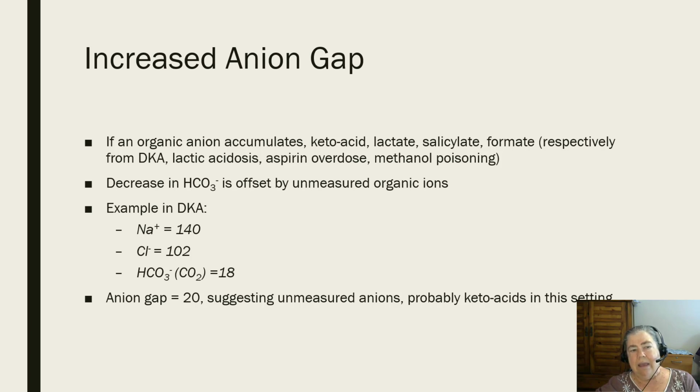And here's an example. In DKA, sodium may be normal, may be low too. We'll talk about that at a different time. But 140, chloride 102. But if we have a low bicarb, which in a BMP is called CO2, of 18, then we'll have a high anion gap, and that suggests unmeasured anions, and in DKA, they are probably keto acids.